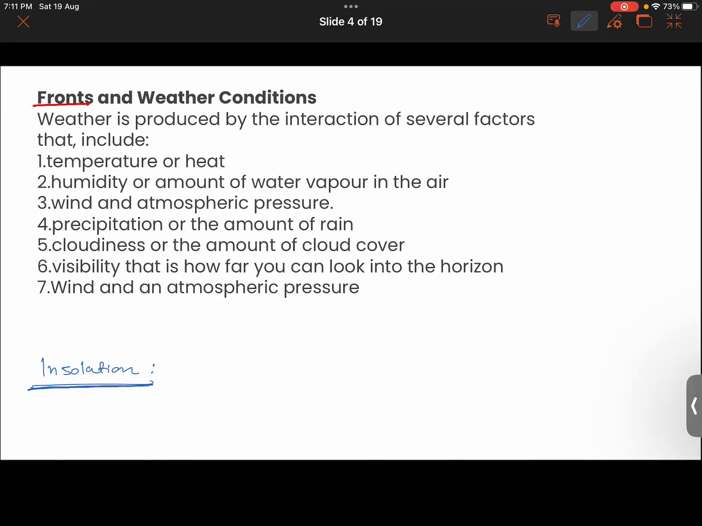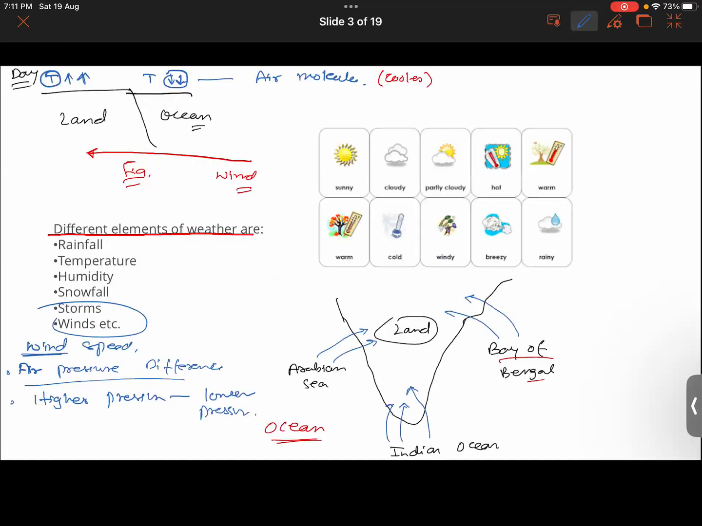Do we get 100%? Obviously, we don't get 100%, right? Because if we were to get 100%, life would not exist on Earth. The water would simply evaporate into the universe, basically into space. So several factors are included here: temperature or heat, humidity or amount of water vapor in the air, wind, and atmospheric pressure.